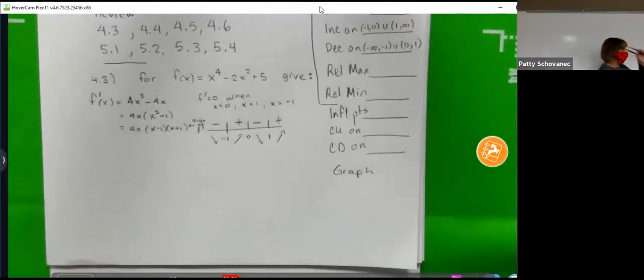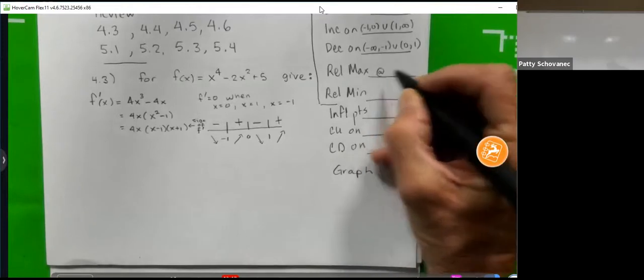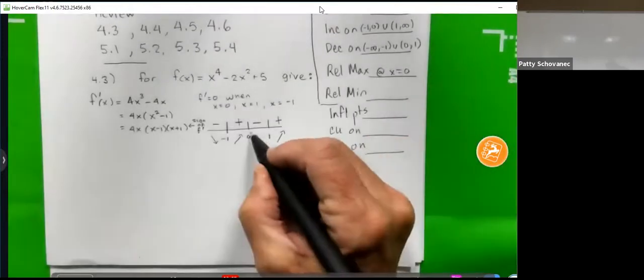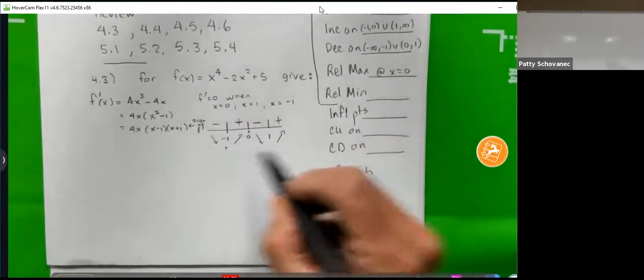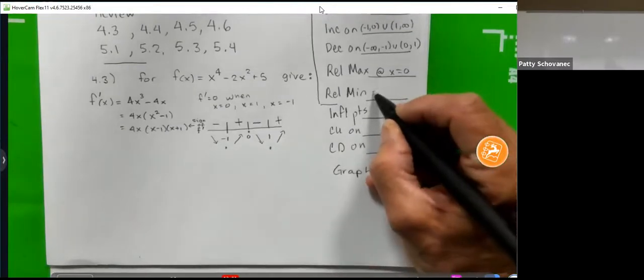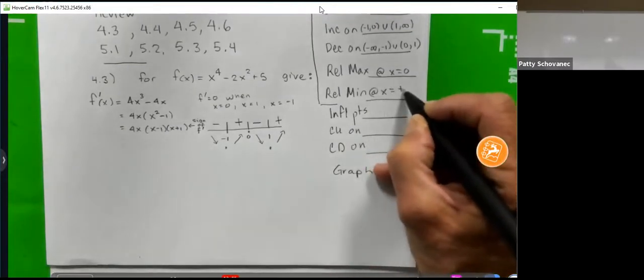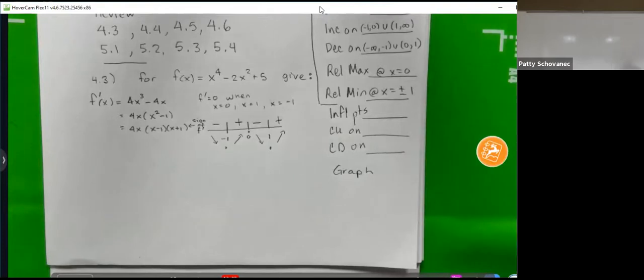Did you decide if we had a relative max? Where is it? At x is 0, right here at the top. These two guys are going to give us mins at 1 and negative 1. So far, so good?